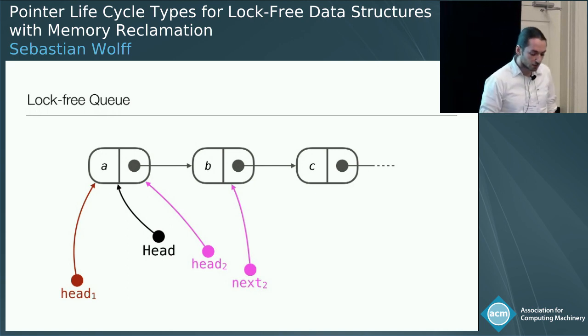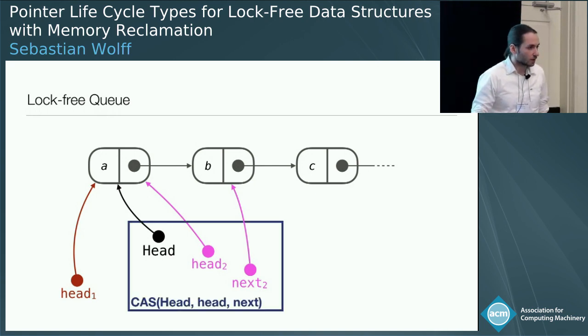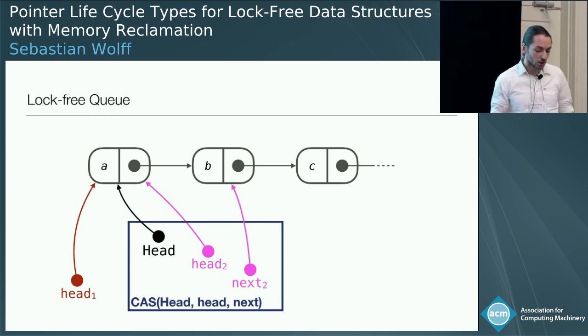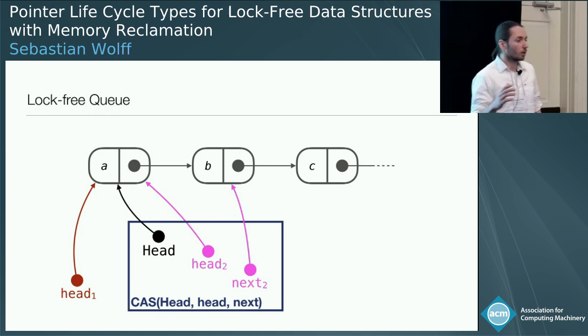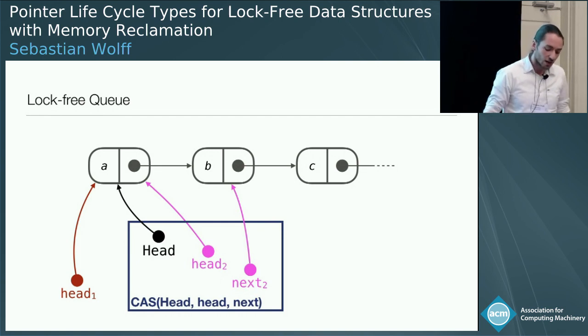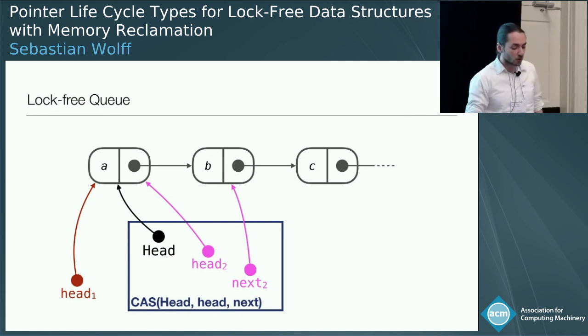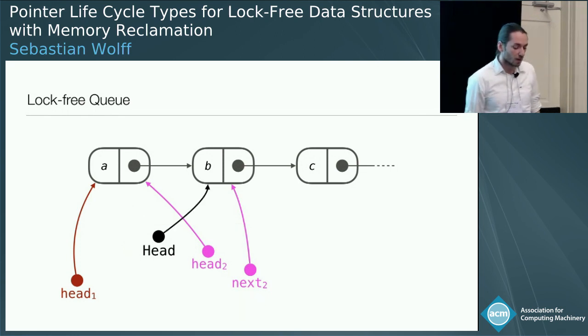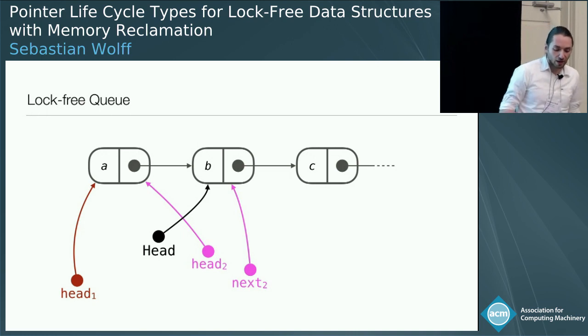To actually update the queue, the threads execute a compare and swap, which atomically compares the local head pointer with the shared head pointer, and only if both pointers coincide, so only if the data structure hasn't changed, they perform the update and write the new value that is stored in next into head. So in this case, we move the head pointer from A to B, and we've successfully dequeued node A from the queue.